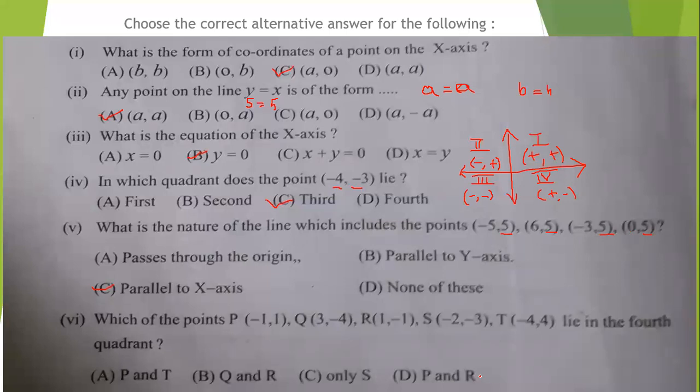Now, let us move to the last one. Which of the points P minus 1, comma 1; Q 3, comma minus 4; R 1, comma minus 1; S minus 2, comma minus 3; T minus 4, comma 4 lie in the fourth quadrant? So among these 5 points, which points lie in the fourth quadrant, that you have to write. So for this, we are going to take the help of this. Now here we have minus sign and here we have plus sign. So first minus, second plus is second quadrant. So I am writing over here, this point is in second quadrant.